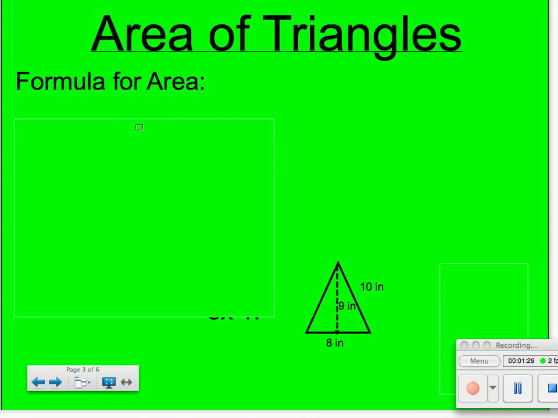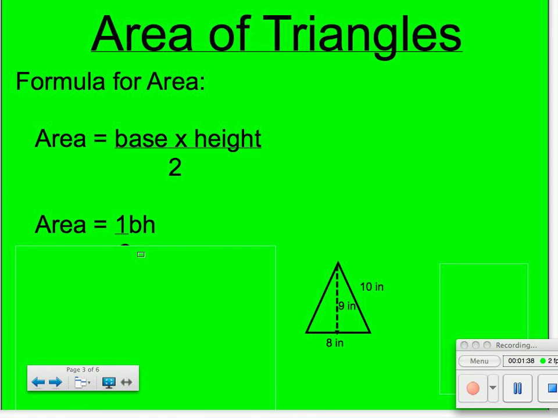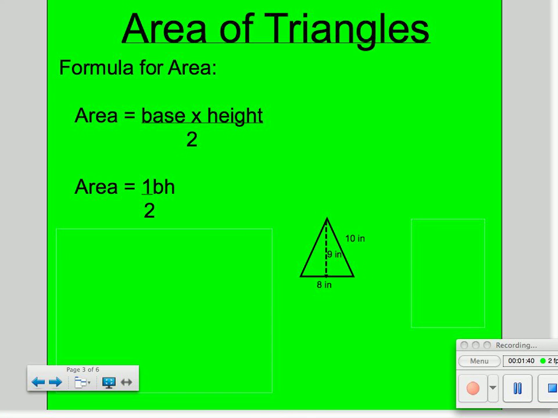Here's our formula. You take the base times the height, and then you divide it by 2. Now another way to think of that, or write that formula, is 1/2 base times height. That's the same as multiplying the base times the height and then dividing by 2. So if we look at our example here, you can see that there are 3 dimensions given. One of these dimensions isn't going to be used, but that happens very often where they give you more information than you need. But like I said, you need to identify the base and the height.